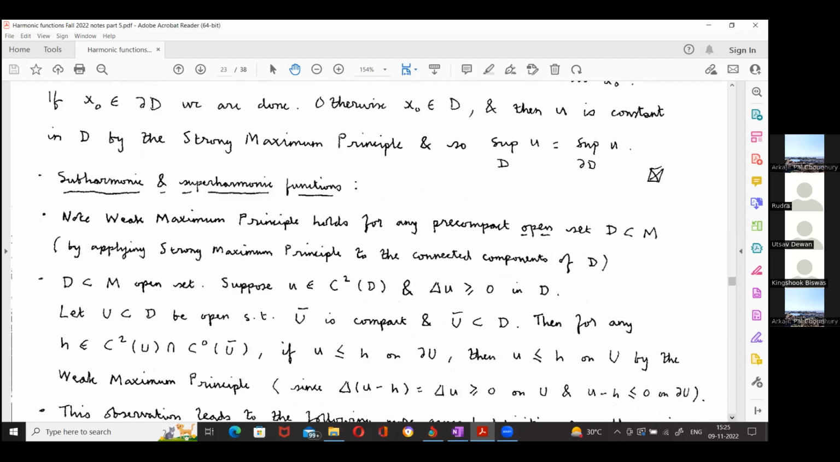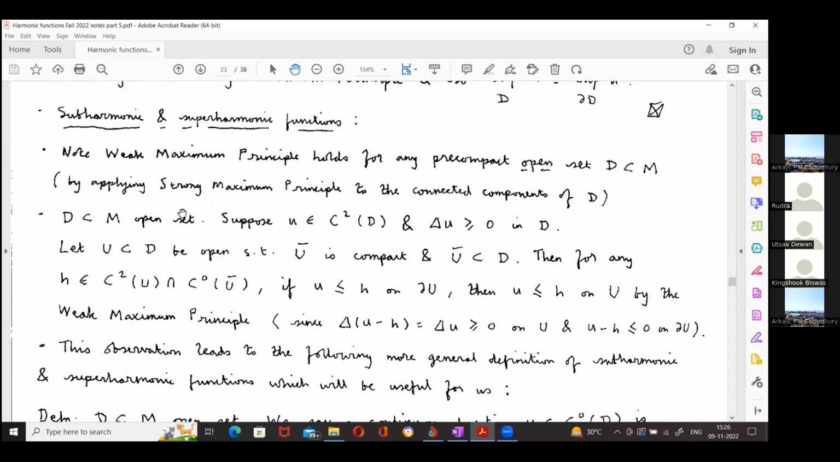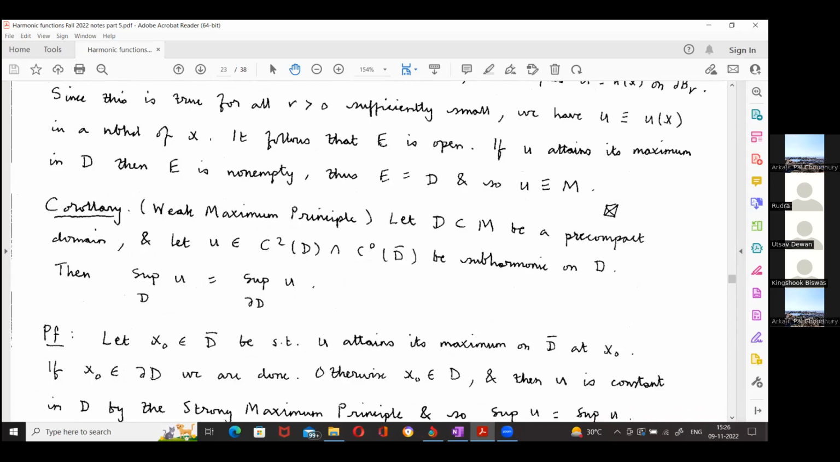So that's motivated by the following. First of all, we proved the weak maximum principle for a domain. That means a connected open set whose closure is compact. But this will also work for any open set whose closure is compact. Right?